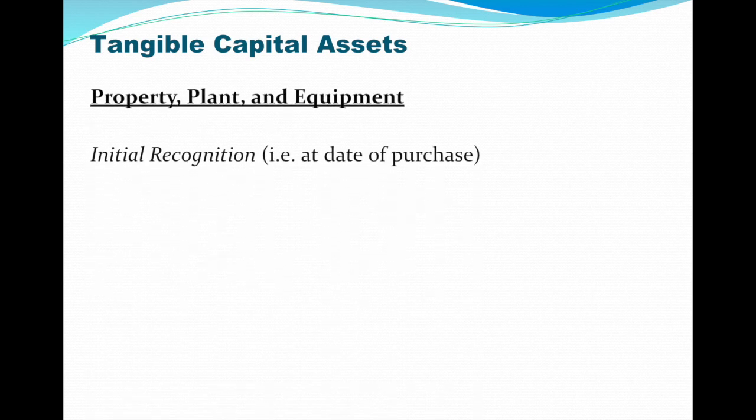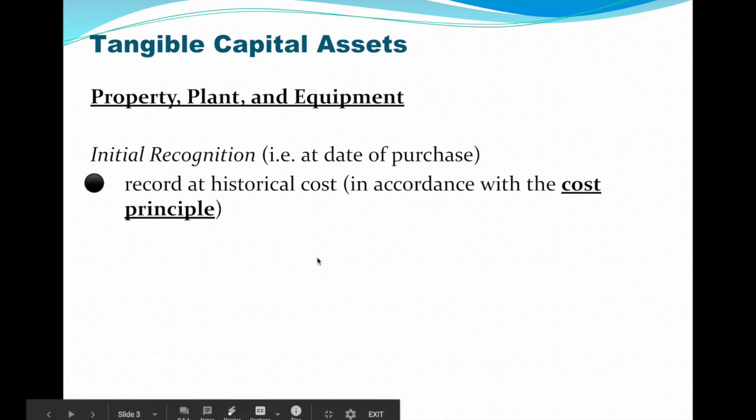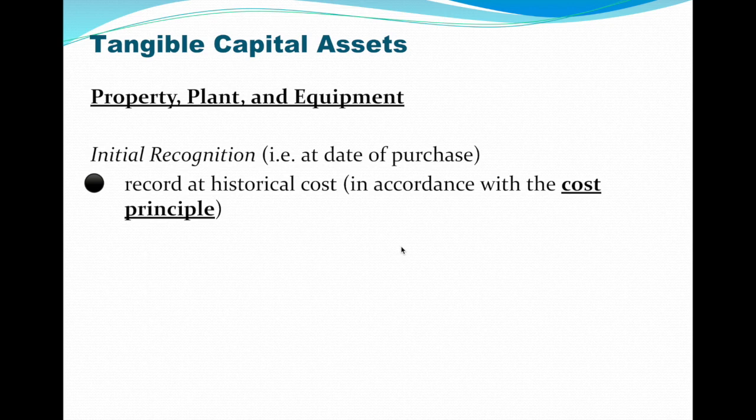So we're going to start off by looking at property, plant, and equipment. When you acquire property, plants, or equipment, there's something called the initial recognition. And this happens at the date of purchase. What you do is you record the piece of property, the plant, or the equipment, regardless of whichever capital asset we're talking about, at its historical cost in accordance with the cost principle. So it's not the current market value, it's what you spent to acquire it.